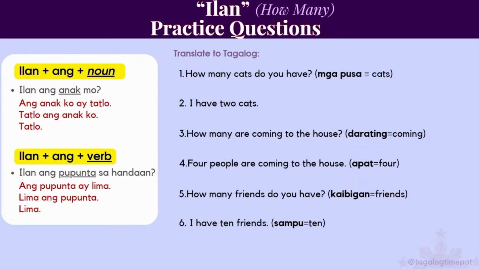Let's do number 1 together. How many cats do you have? Mga pusa is cats. It would be ilan ang pusa mo. Ilan ang pusa mo? Remember, you don't have to add mga, but you can. It's not incorrect. But just to be quick about it, and if you want to sound natural, you don't have to. So, ilan ang pusa mo? Ilan ang pusa mo? How many cats do you have?